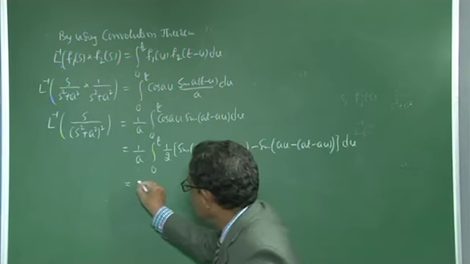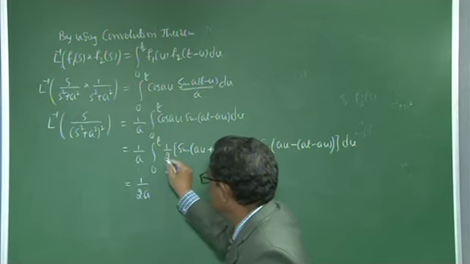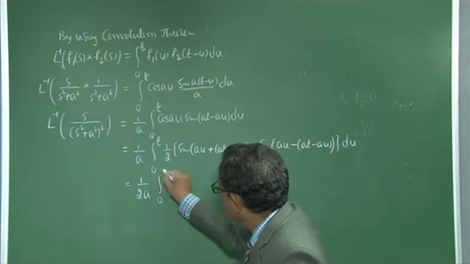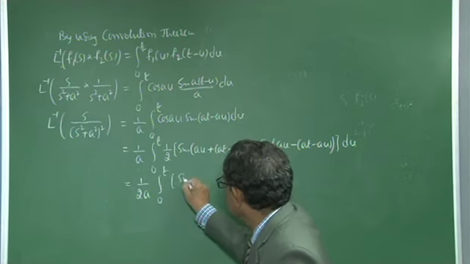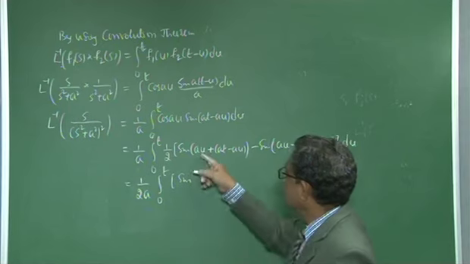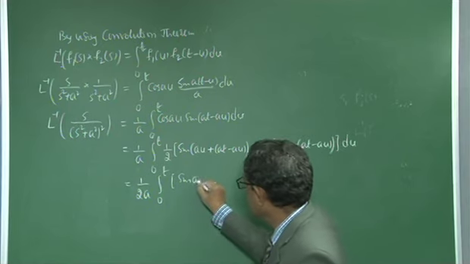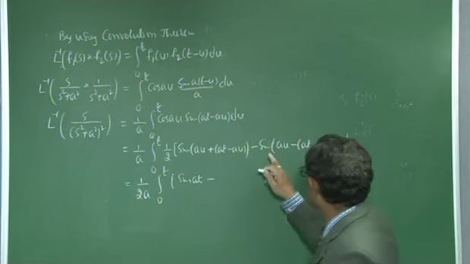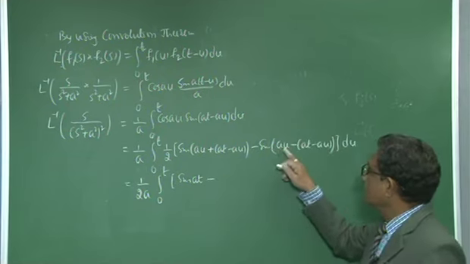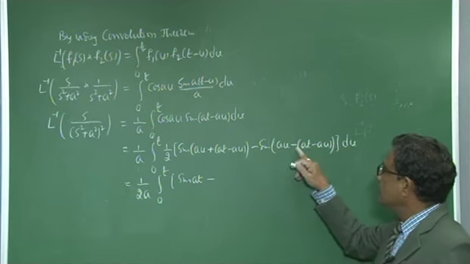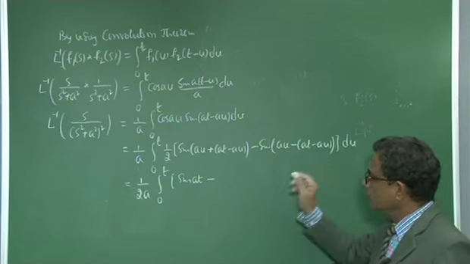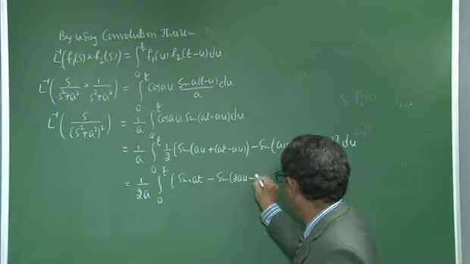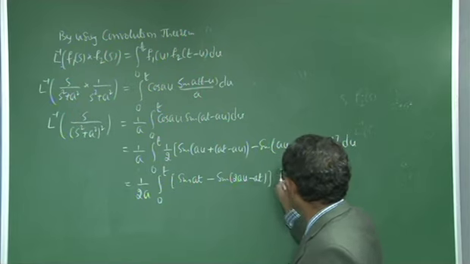Now integration with respect to s, 2 is constant, you can take it outside. 1 by 2a integration 0 to t, sin of au plus au minus au will get cancelled, it is sin at minus, what about this one, sin of au minus at, minus into minus plus au. Therefore, it becomes sin of 2au minus at into du.